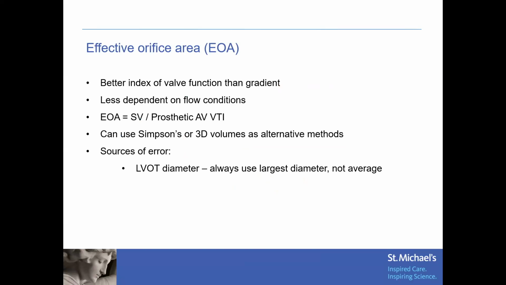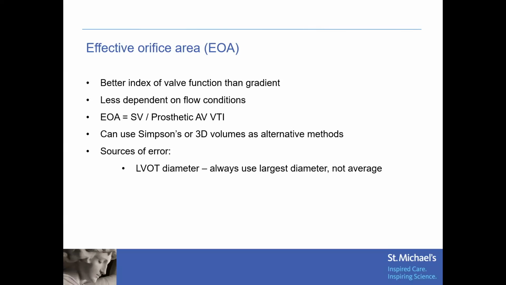And then the effective orifice area is also very helpful, particularly because it's less dependent on flow conditions. It's calculated by using the stroke volume and dividing it by the prosthetic aortic valve VTI. Just a note here that if you have inaccurate VTIs, or if you suspect that your VTIs are challenging to get because of imaging limitations, but you're able to get a really good Simpson's volume, then you can use the Simpson's as an alternative method of calculating an EOA.